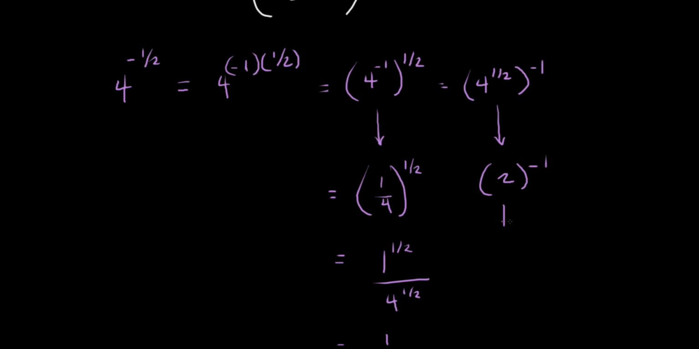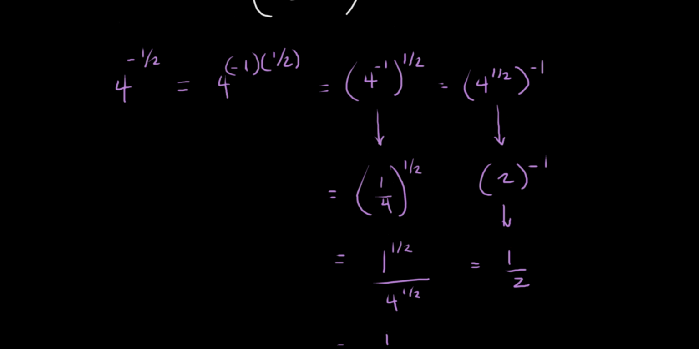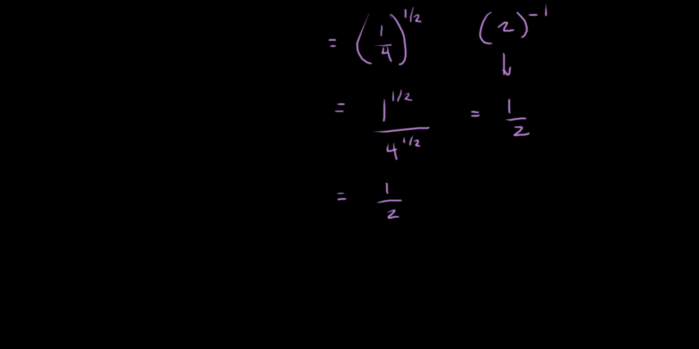2 to the negative 1, right? We said if you take anything to the negative 1, it says take the reciprocal. What's the reciprocal of 2? It's just 1/2. So actually this way we got the answer a lot quicker, which is the way I prefer. But I wanted to show you can do it both ways. So 1/2, 1/2. We get the same thing.